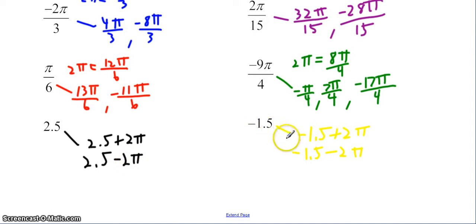With negative 1.5, same thing here. I'm just going to do negative 1.5 plus 2 pi and negative 1.5 minus 2 pi. I don't need to type those into my calculator because it doesn't really help me in this case. Again, it's just to make sure we understand the idea of coterminal angles.